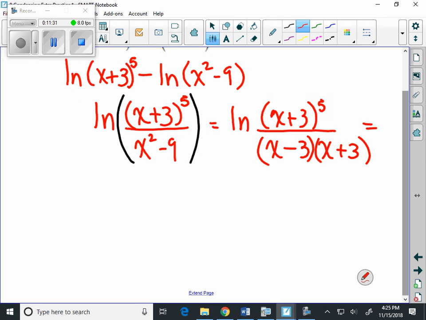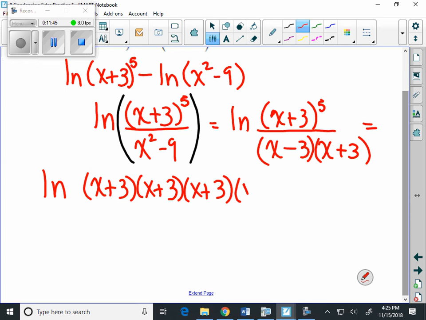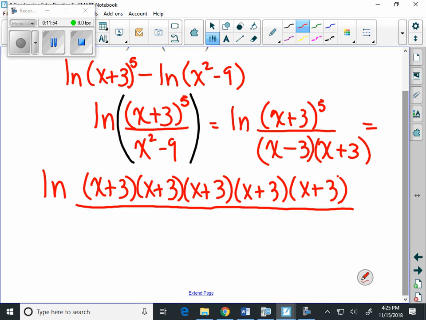And now we want to take a look and see if we can simplify that any more. Well, I hope that you don't have to do all of this, but I'm going to do it anyway. x plus 3 to the 5th power means x plus 3 times x plus 3 times x plus 3 times x plus 3 times x plus 3. And we're dividing that entire numerator by x minus 3 times x plus 3.